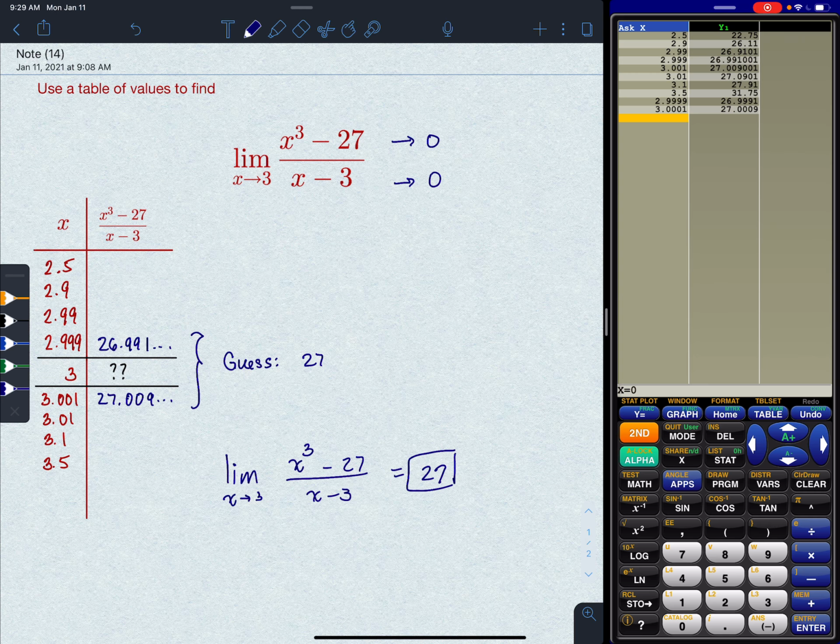And we could do this algebraically as well. Maybe we'll do that in another video.